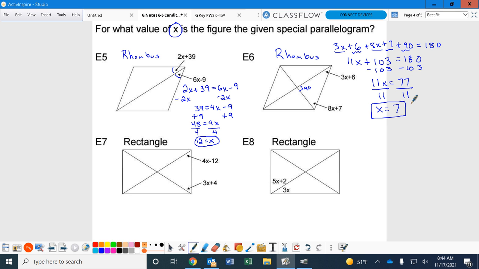Anybody see anything on those two before I move down to the rectangles? Okay, guys, listen to me. This next one, you have to think about a rectangle. In a rectangle, the diagonals do what to each other? Bisect each other. But they're also the same length. Since they bisect each other and they're the same length, then all four of these pieces are going to be the exact same length. Listen to me. In a rectangle, they're the same length and they're bisected. So you get four equal parts.